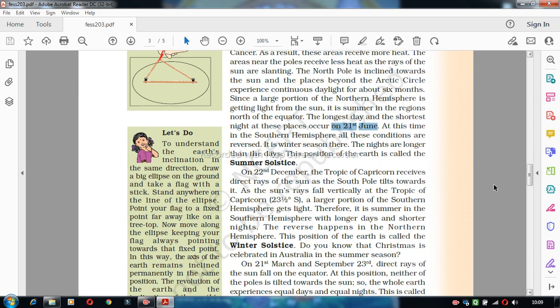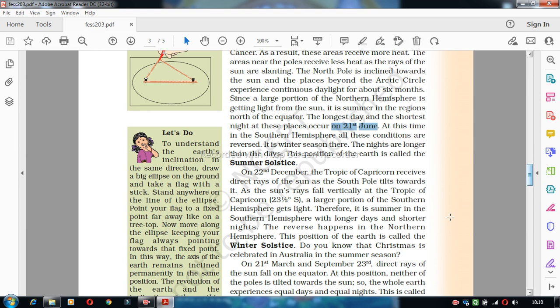Moving further, on 22nd December, the Tropic of Capricorn receives the direct sun. So the direct sun rays are falling on the south side, which is tilted towards it. As the sun rays fall vertically on the Tropic of Capricorn, which is in the southern hemisphere, a large portion of the southern hemisphere gets light. Therefore, it is summer in the southern hemisphere with long days and short nights, and the reverse happens in the northern hemisphere. So this position is called winter solstice.